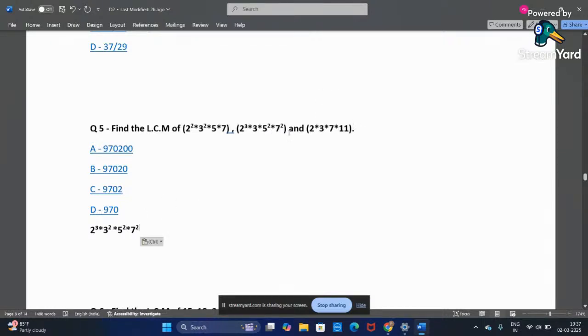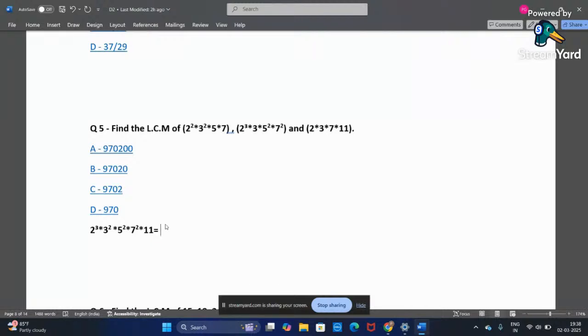In this, which is the remaining number, 11 is the remainder, right? So remaining number is 11. So take this also. Okay. Then multiply all this and tell me the answer.